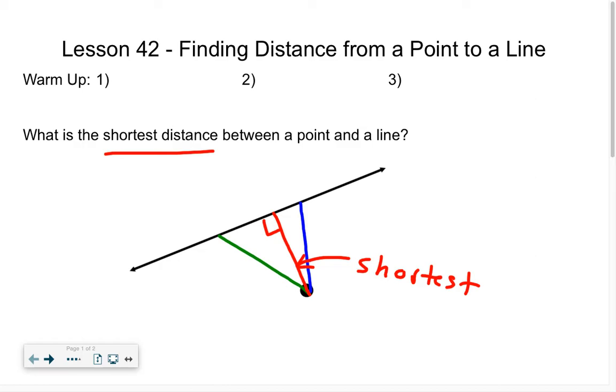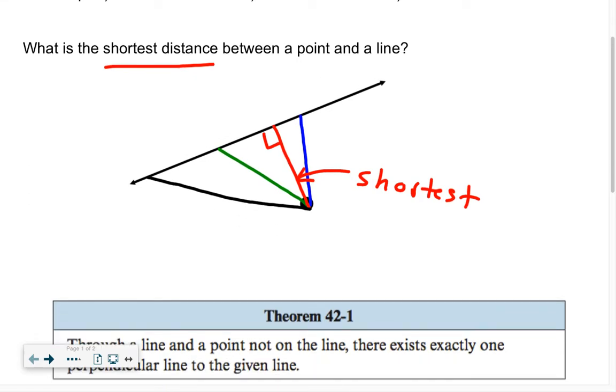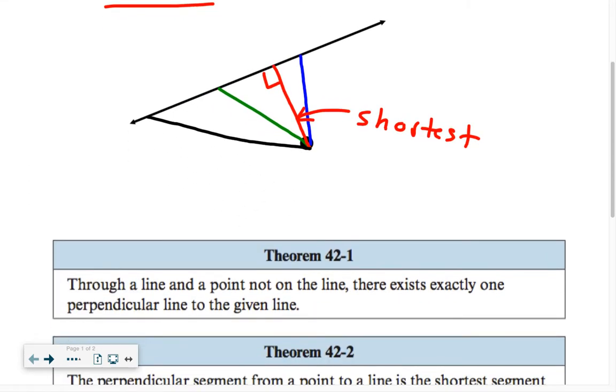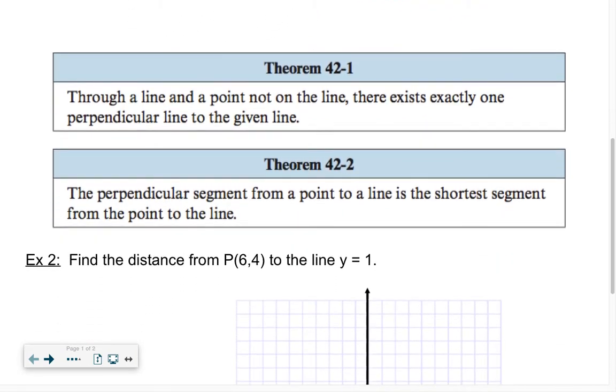So to get to the nuts and bolts of this lesson, the shortest distance between a point and a line is going to be the line that's created at a 90-degree angle to that line. And again, we could use some arguments as to, okay, the further away we get from 90 degrees, the longer the distance is going to be, like that black line there. So with this idea of the shortest distance between a point and a line being the perpendicular, we start to create some of these theorems.